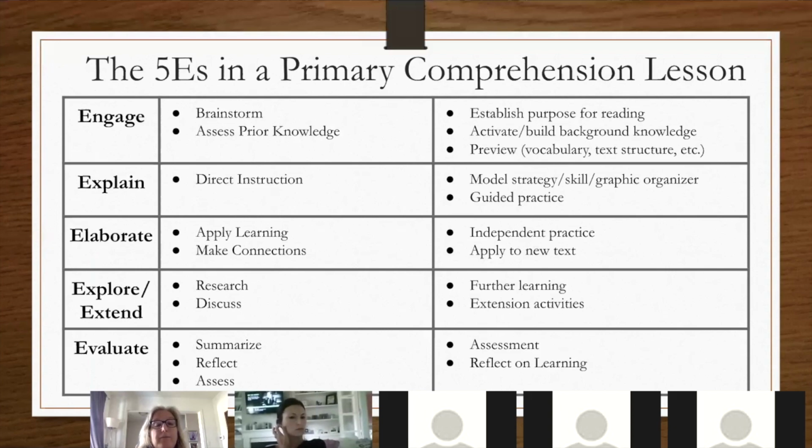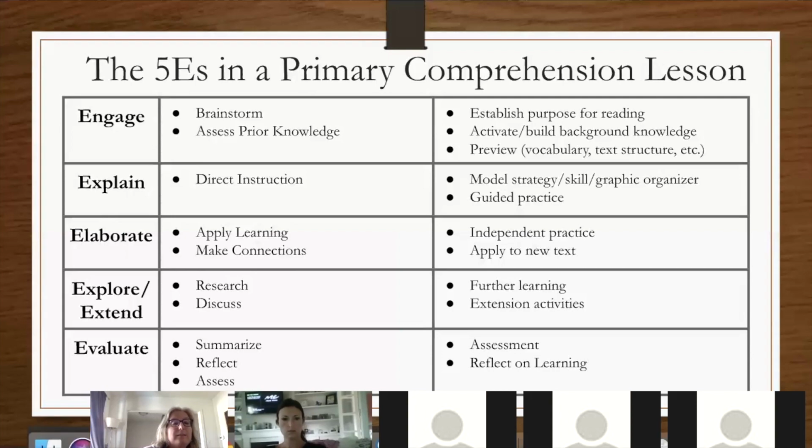In the elaborate phase, this is where we have our independent practice or maybe our applications to a new text. In explore or extend, this is where we have any other further learning related to this topic, whatever you're reading about, maybe an extension activity. And then of course, evaluate would be summarizing, reflecting, and assessing student learning.